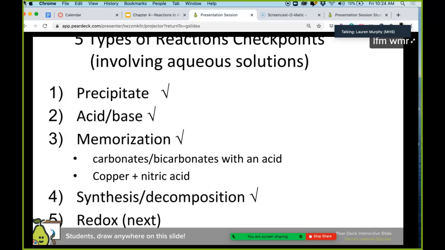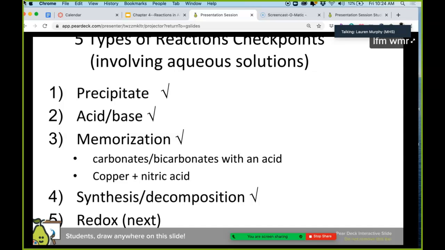All right, so we have done all types of reactions. We've done precipitate reactions where we produce a solid. We've done acid-base neutralization reactions. We have a couple that we have to memorize, like the carbonates and bicarbonates with an acid give us salt, water, and carbon dioxide. The copper and the nitric acid gave us salt, water, and nitrogen dioxide. We've also worked with synthesis or decomposition, and now we're going to work with what are called redox reactions, or oxidation reduction reactions. This is the last topic in this chapter.